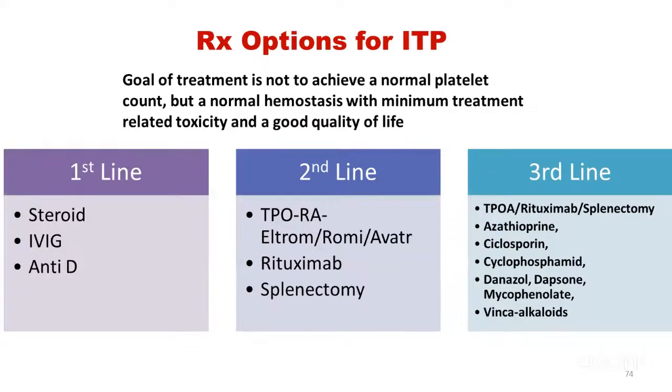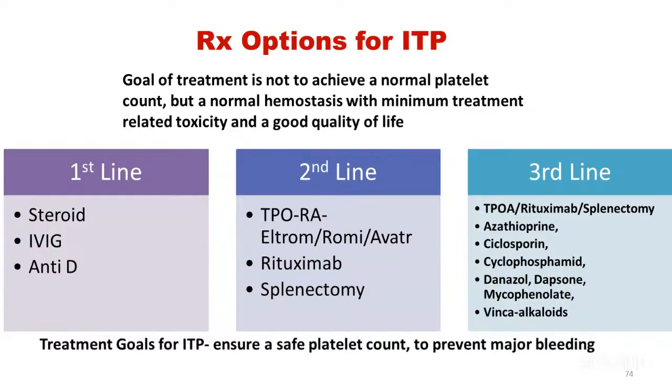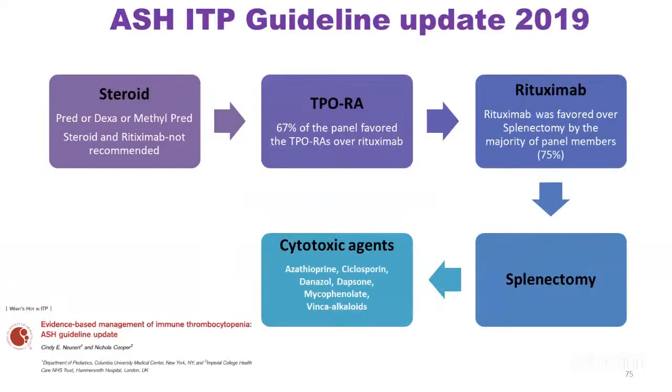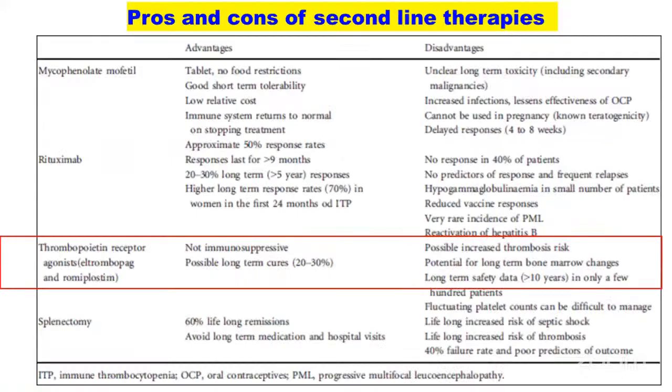So these are the different infections. I'm not going to detail. These are the options we have already mentioned, the treatment goals for ITP. Usually start with the steroid, then TPO receptor agonist, then rituximab, then splenectomy, then the cytotoxic agents. This is the usual flow in the 2019-20 guidelines, and it holds today.